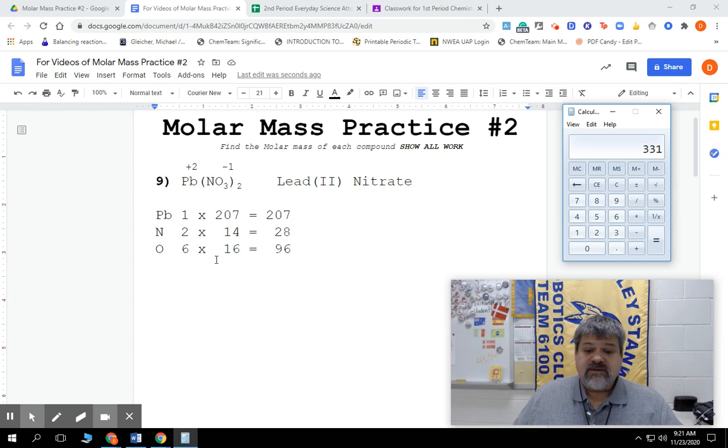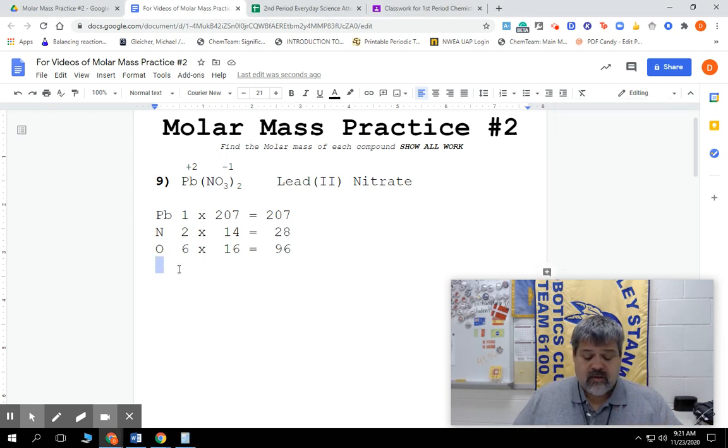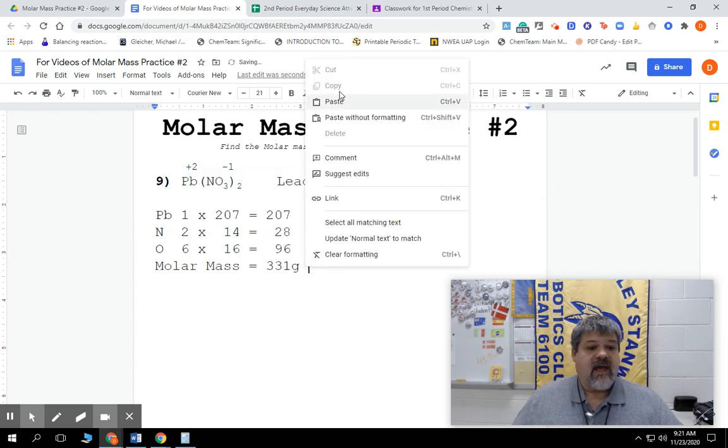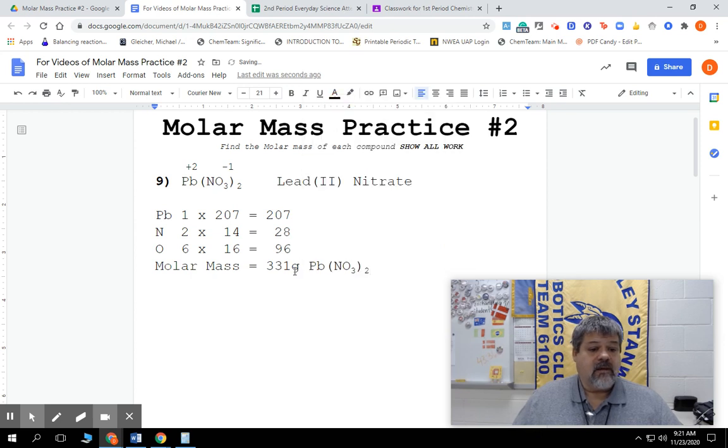Again, double checking is really important. So we're going to put down our molar mass, and that is going to equal the total of this right here, which is 331. And what is that? That's grams of lead(II) nitrate. So we're going to copy this right here and put that down. Now again, we always have to have the weight and label it. So when we do molar mass, it's grams of what? So we have to put down grams. Remember, we're changing whatever the weight is to grams. That gives us a mole of that.